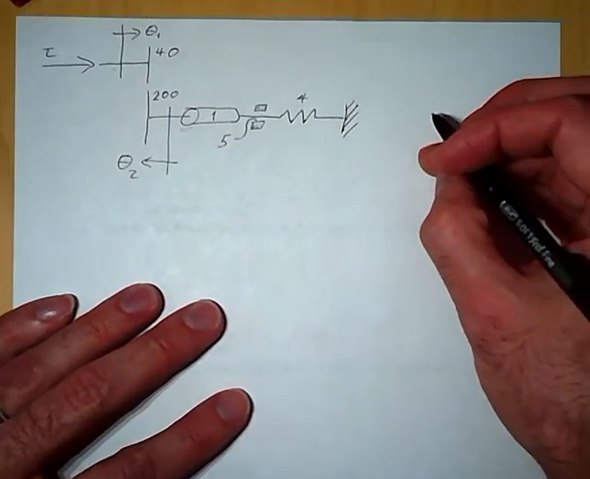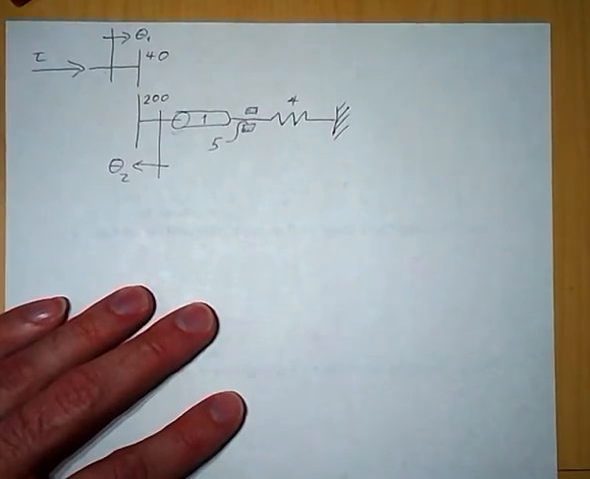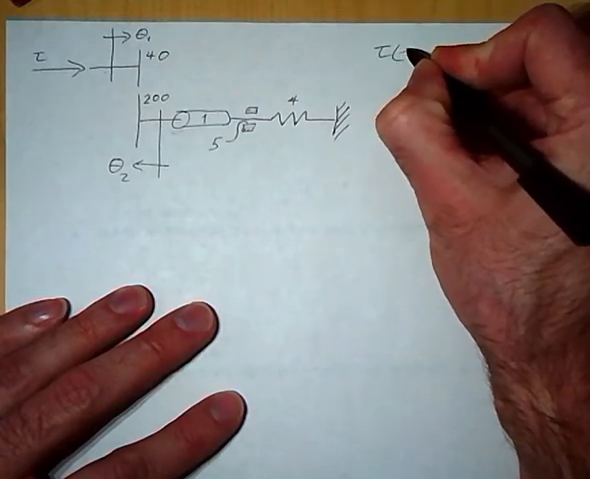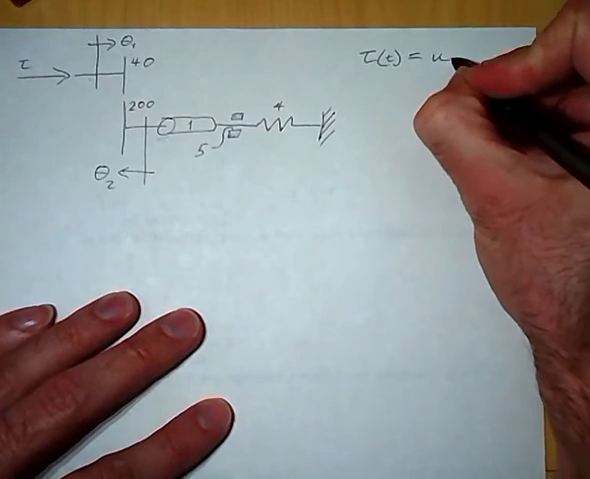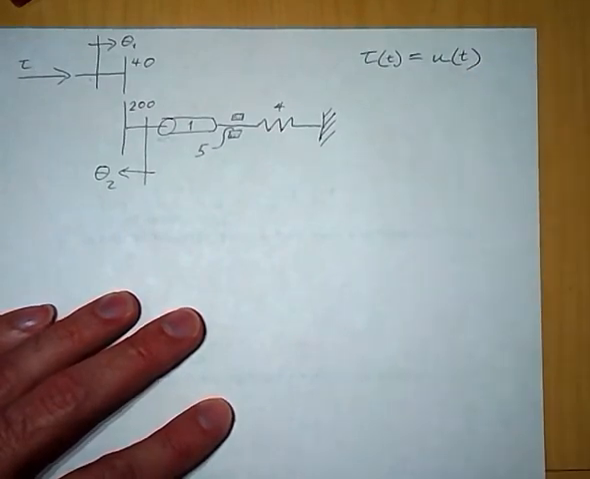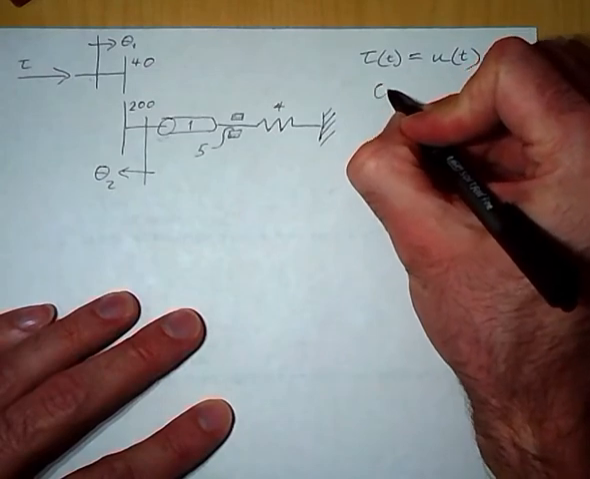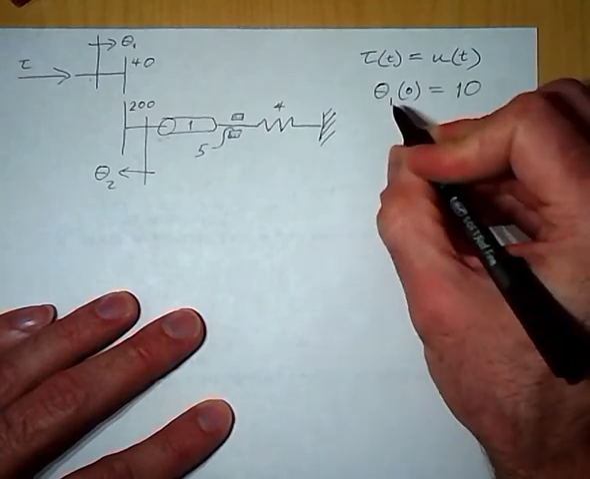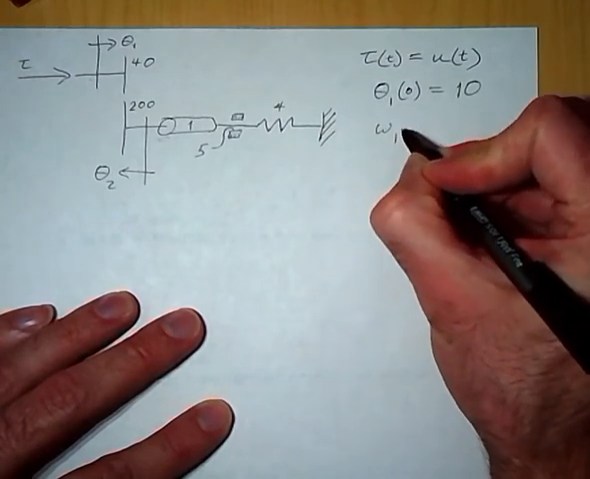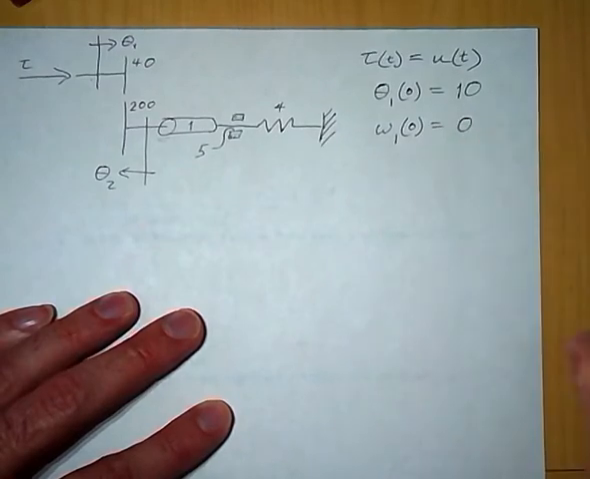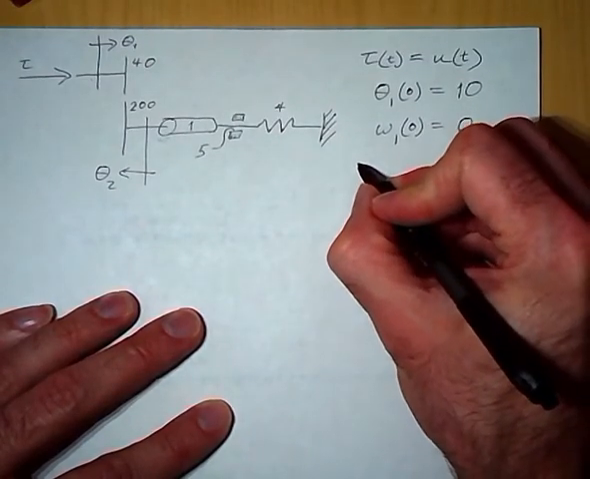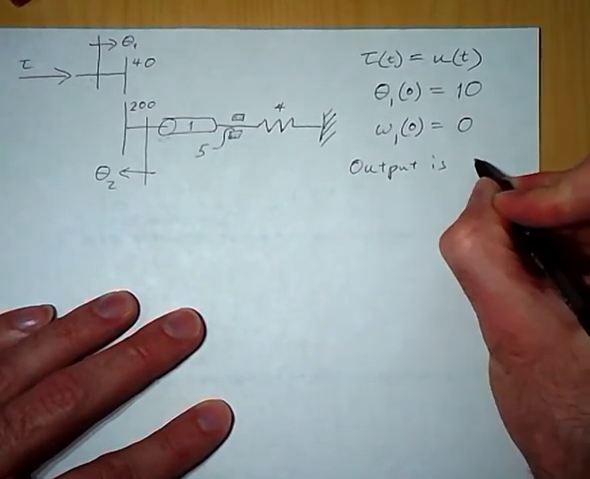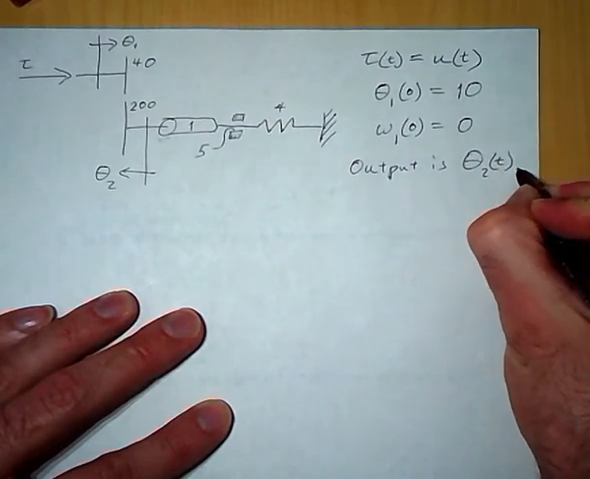So we also know, in order to solve for the state variables and the output, we have to know the input function. So our input torque tau, we're going to say for this example, is the unit step function. And also the initial conditions. The displacement of the input shaft at time 0 is 10 radians. And the angular velocity of the input shaft at time 0 is 0 radians per second. And our output is theta 2, and we want to find that function of time.